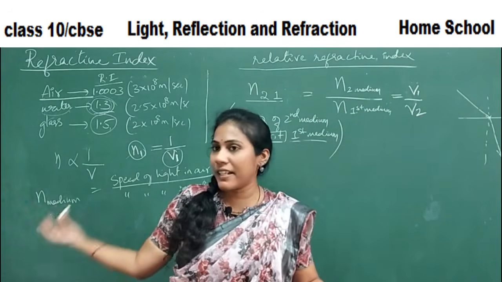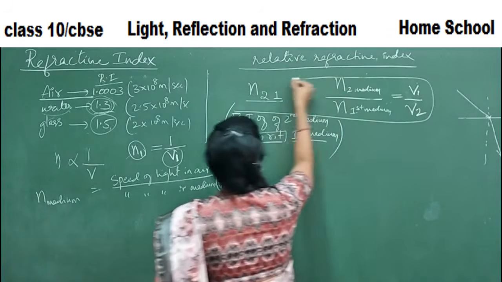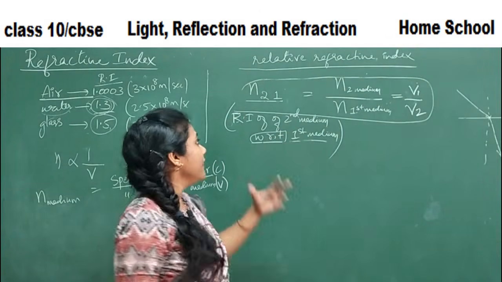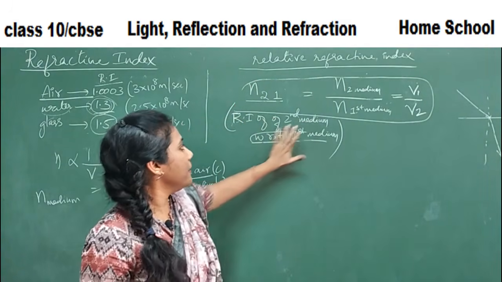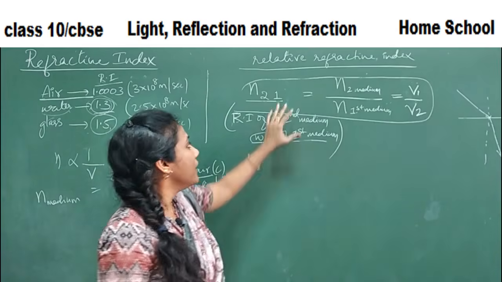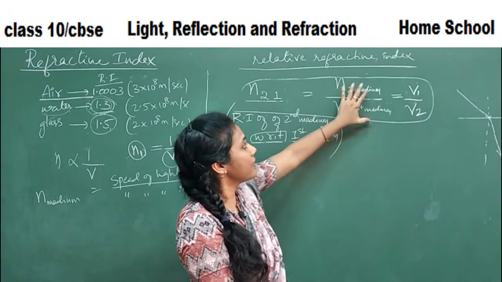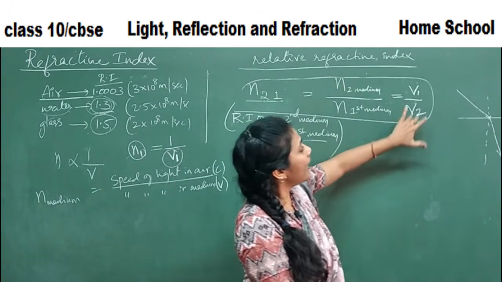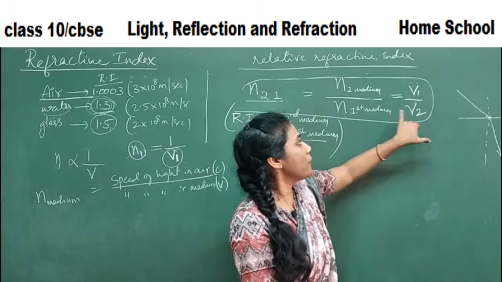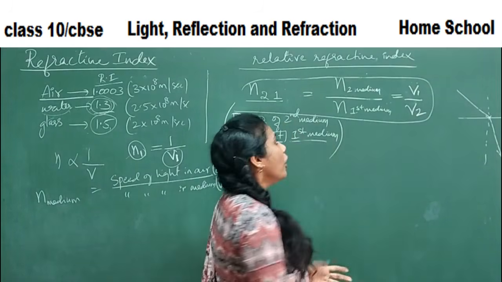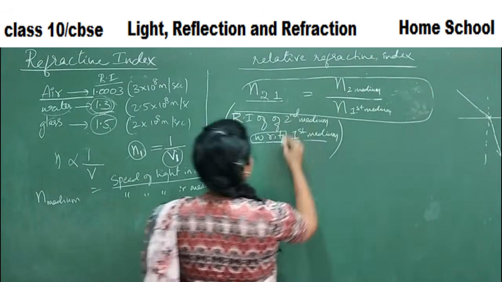Inversely proportional means that is only meaning, right? This is the formula you have to remember, guys. When they ask you to calculate the refractive index of the second medium with respect to the first medium in a question, if they have given the refractive indexes of the mediums, this formula you can use. Or if they have given the speed of light in the first medium and the second medium, this formula you can use. Okay? Or if you are getting confused, let me write it like this.